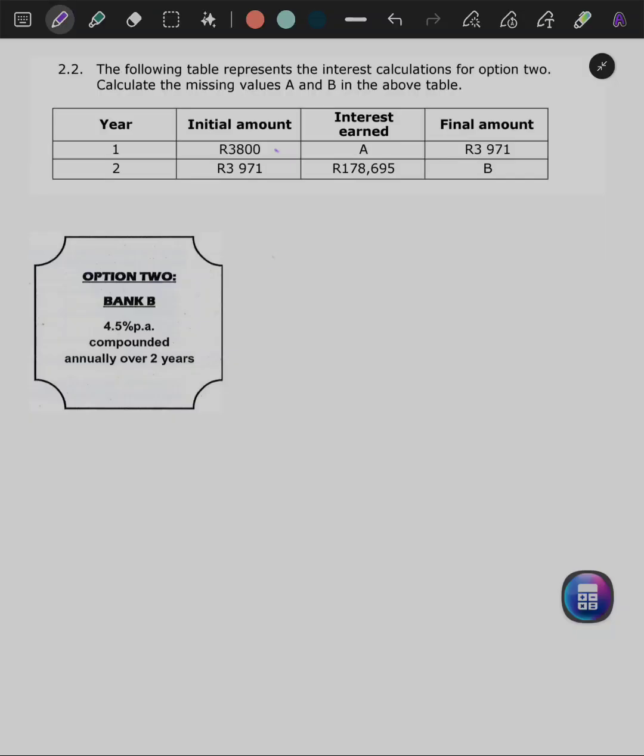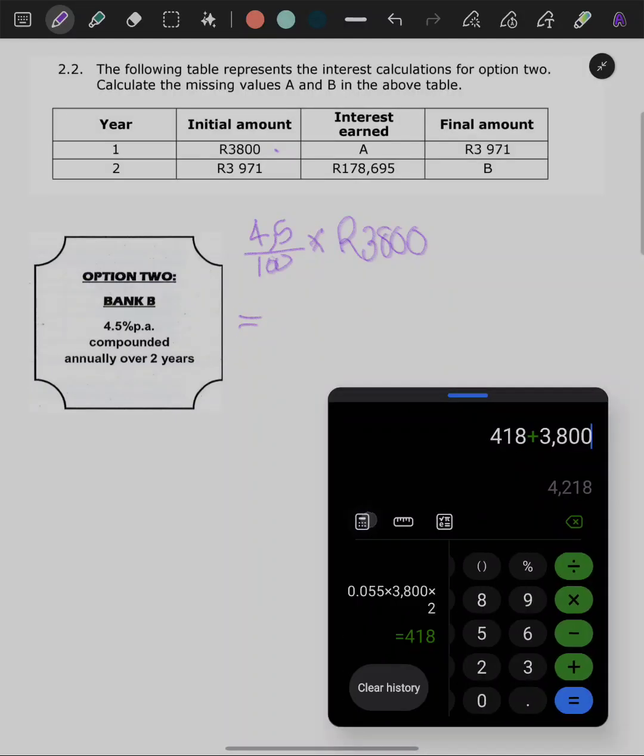So we're getting 3,800 Rand, and the interest is 4.5%. So we want to know what is 4.5%, meaning over 100, of 3,800 Rand. And we can do that with a calculator.